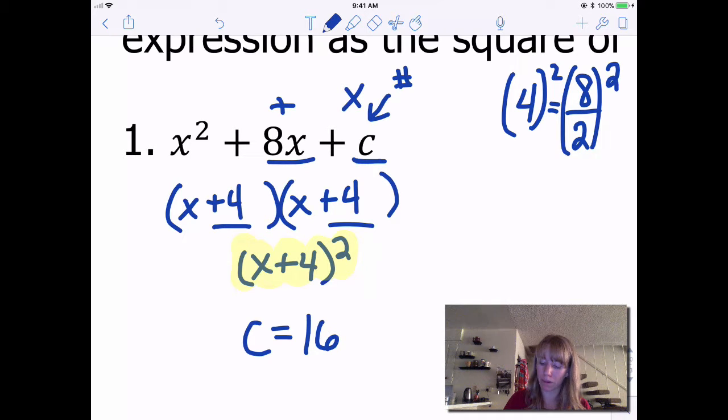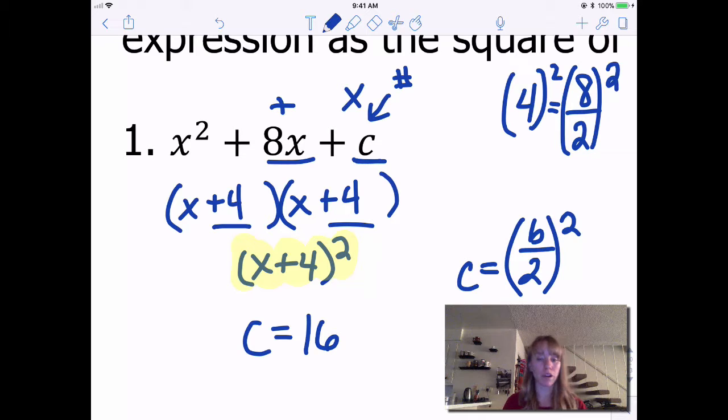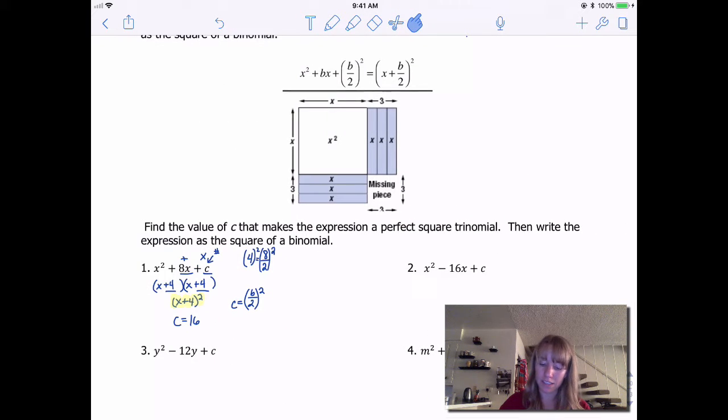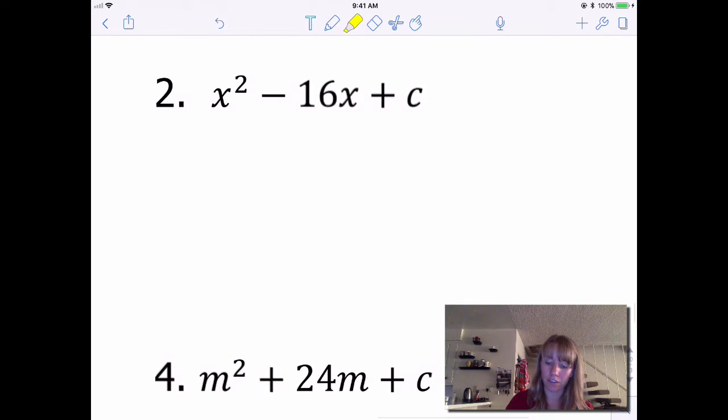Whatever that middle number is, c is going to be that number divided by 2, because I've got to split it into two pieces, and then we're going to square it. So that's kind of what this top part is talking about. They're saying if I've got x squared and bx, the way that I find c is I divide b into two pieces so that I have the two parentheses, and then I square it to get our c. So let's look at it in a few other cases.